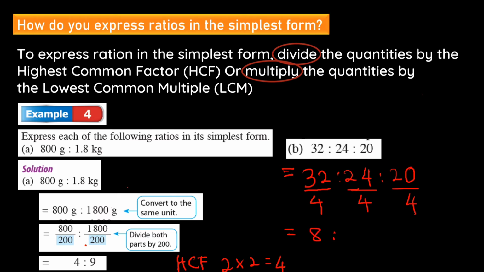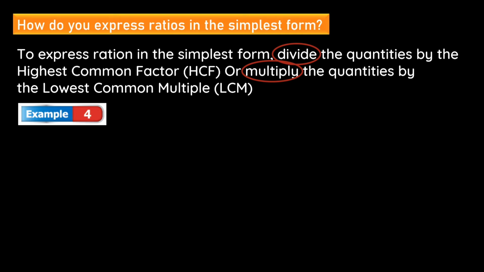Okay, 24 divided by 4, we get 6. 20 divided by 4, we get 5. This is the simplest form of these ratios: 8 ratio 6 ratio 5. Now let's look at example 4.